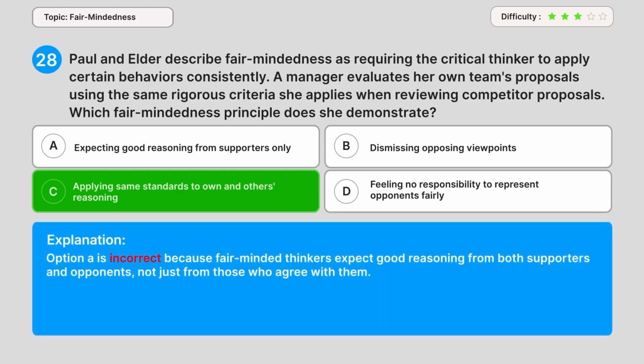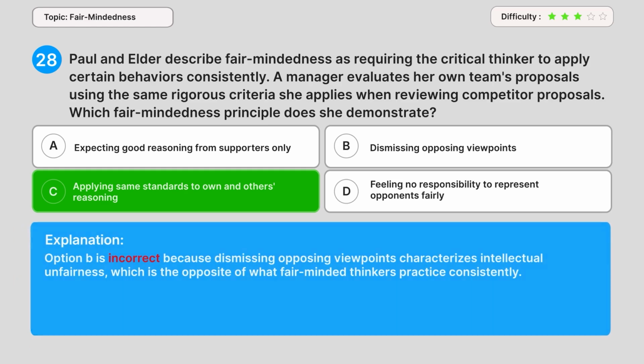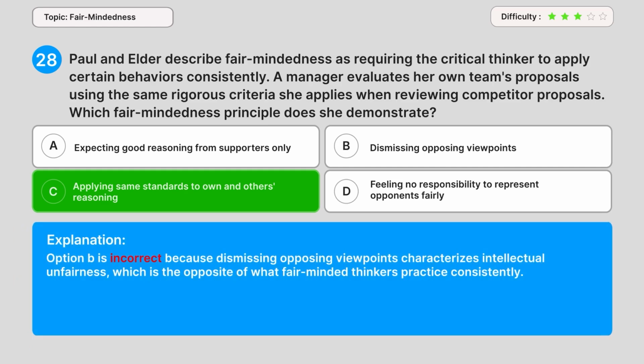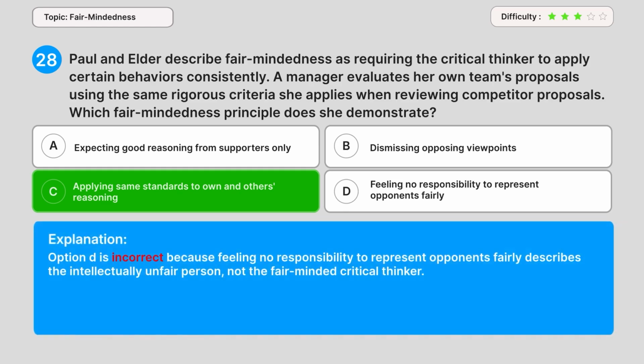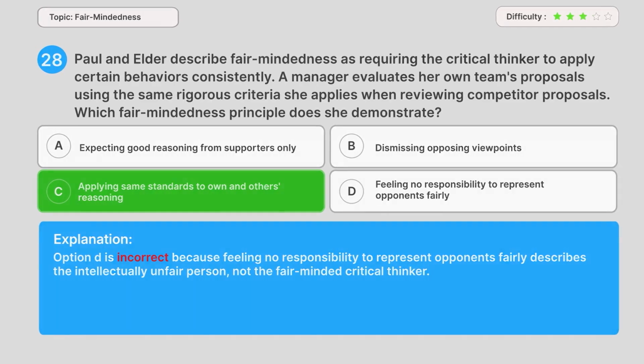Option A is incorrect because fair-minded thinkers expect good reasoning from both supporters and opponents, not just from those who agree with them. Option B is incorrect because dismissing opposing viewpoints characterises intellectual unfairness, which is the opposite of what fair-minded thinkers practice consistently. Option D is incorrect because feeling no responsibility to represent opponents fairly describes the intellectually unfair person, not the fair-minded critical thinker.